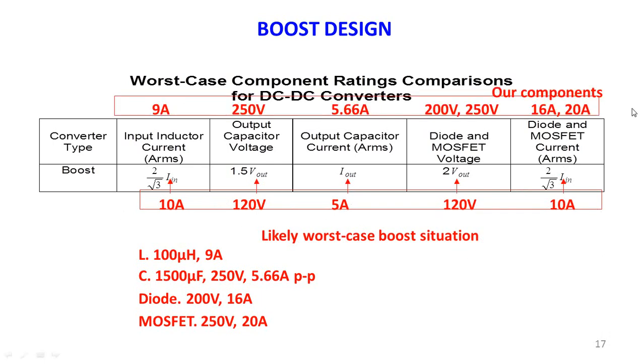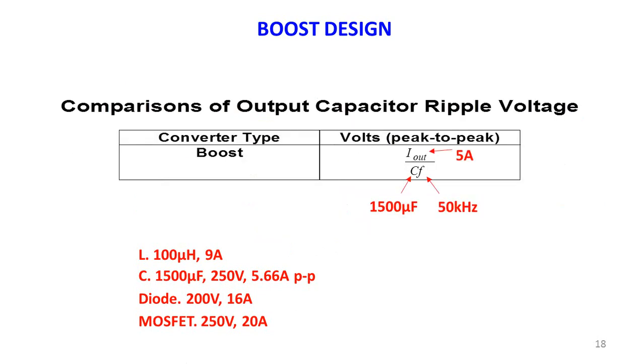So similarly, what are the components that you have to choose? You have to choose a 9 ampere inductor, 250 volt, of course 1.5 times 5.66 ampere, that is how you will get it, and a 200 volt MOSFET switch and 250 volt, it can depend because of 2 times the output. Similarly, your diode and MOSFET current rating should be 20 amps, you can choose. This is the fundamental rating that you have to go with for the boost converter design for your MPPT tracking. So these are the comparisons.